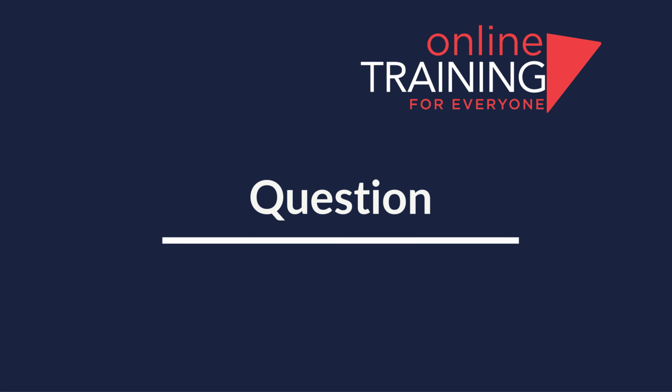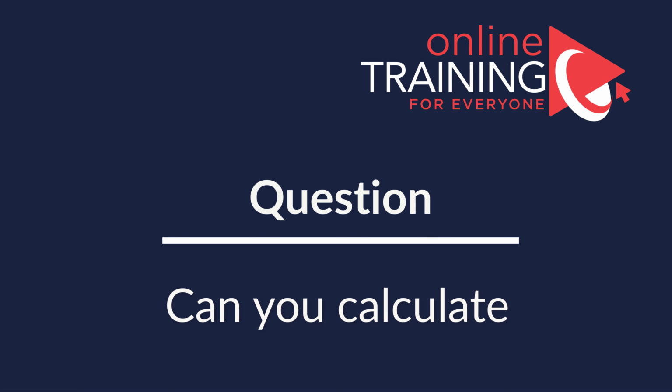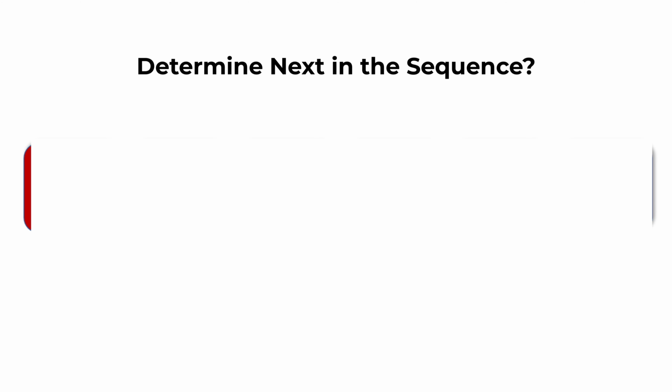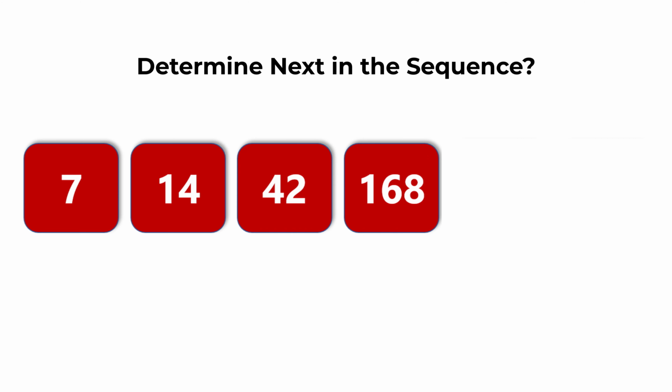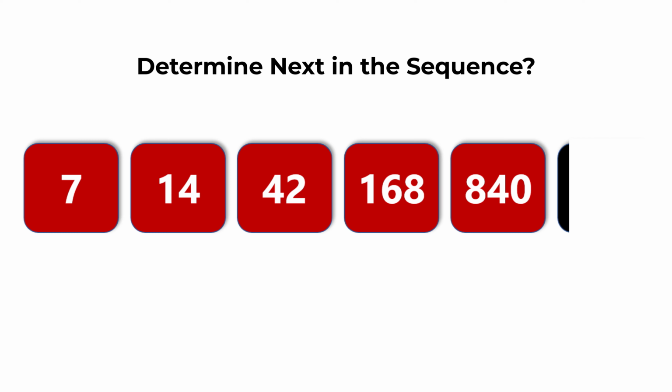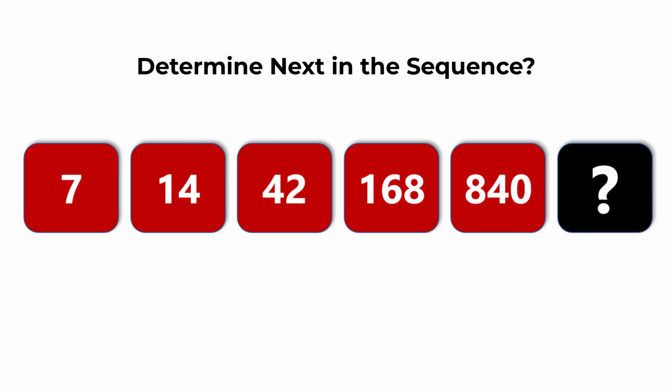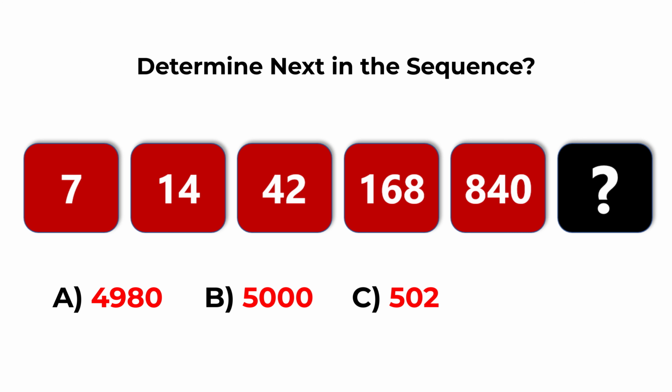Here's a sample of sequence question you might frequently get on the test. You need to determine what comes next in the sequence, and you're presented with the series of numbers. The numbers are 7, 14, 42, 168, 840, and then comes the missing number. You need to select missing number from 4 different choices. Choice A, 4,980. Choice B, 5,000. Choice C, 5,020. And choice D, 5,040.